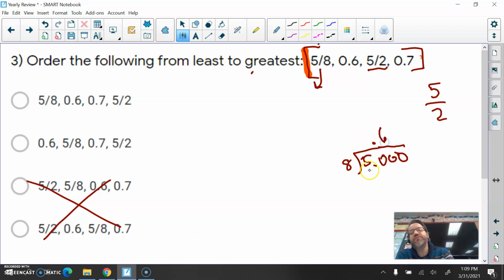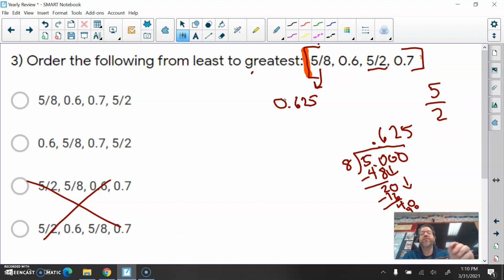But 8 times 6 is 48. We have a remainder here of 2. Bring down a 0. 2 times 8 is 16. We get a remainder of 4. Bring down another 0. And 8 times 5 is 40. So we're going to get our remainder of 0 there. So 0.625 has the same value as 5/8. Well, this is showing through the thousandths place, 625 thousandths.